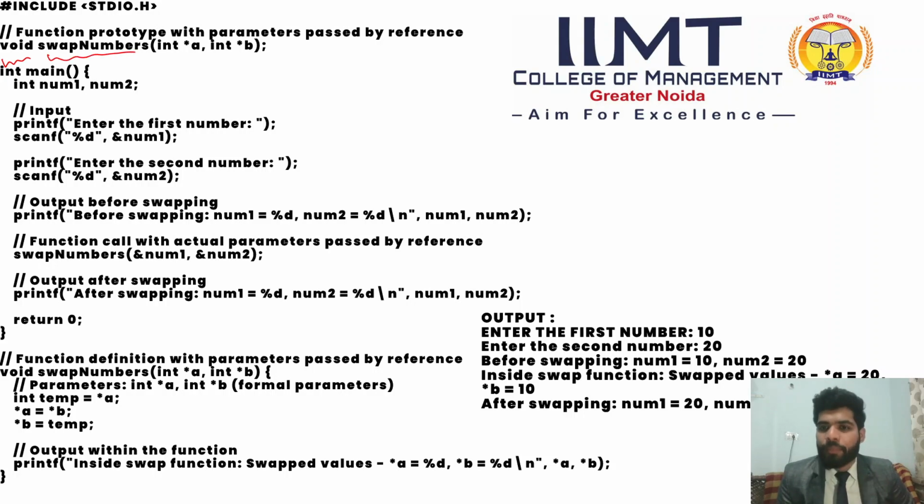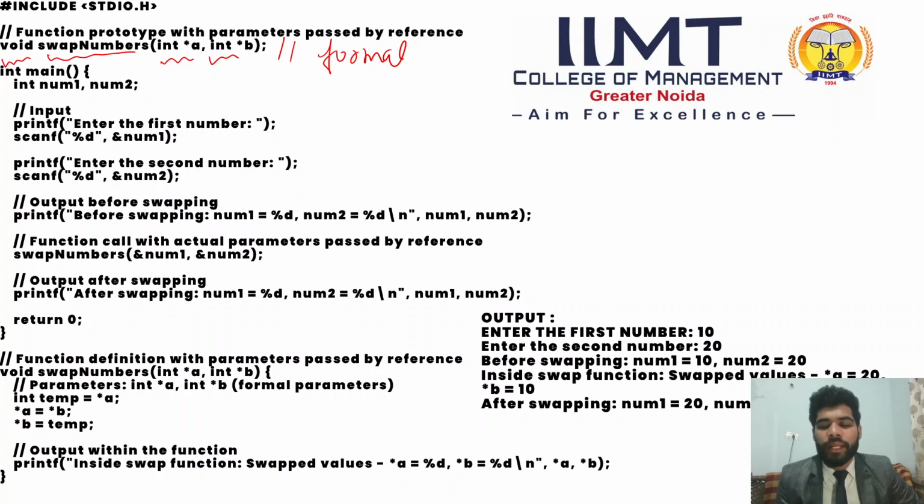Now here comes the important part. Here it is written int *a, int *b. What I have told, these are the formal parameters because they act as placeholders and they are going to store the values provided at the time of the function calling. The values which will be passed are stored here. So these are known as formal parameters.